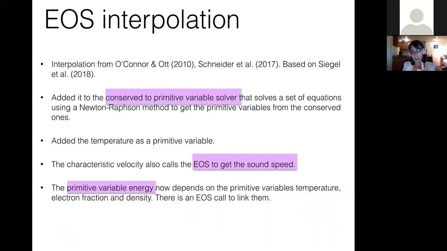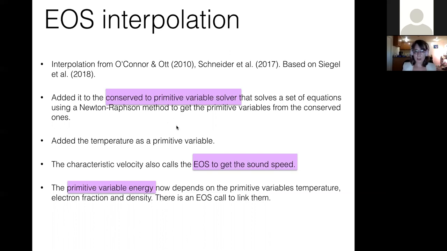First of all, we needed to add it in the routine that does the conserved to primitive variable solver. We also needed to put it in the calculation of the sound speed, because that comes into the calculation of the characteristic velocity. And the third place where we needed to put the equation of state is in the primitive variable energy, because we needed to add the temperature as a primitive variable. So the energy is now going to be a function of the density, the temperature, and the electron fraction. These two were relatively simple. It's just a call to the EOS interpolator.